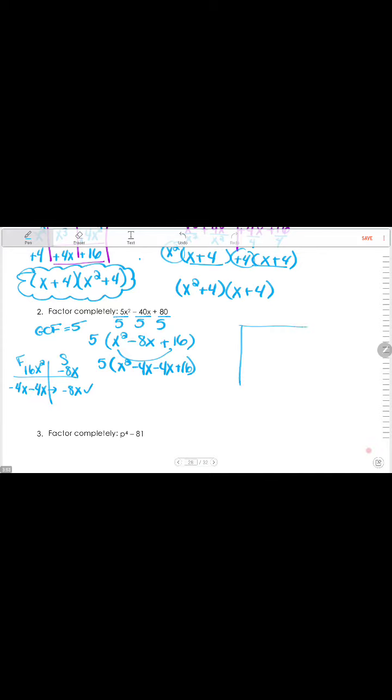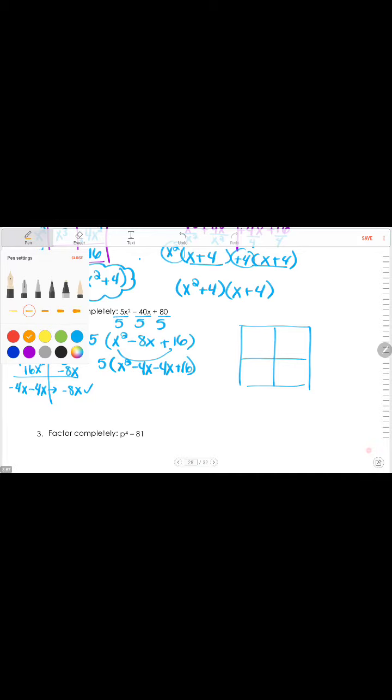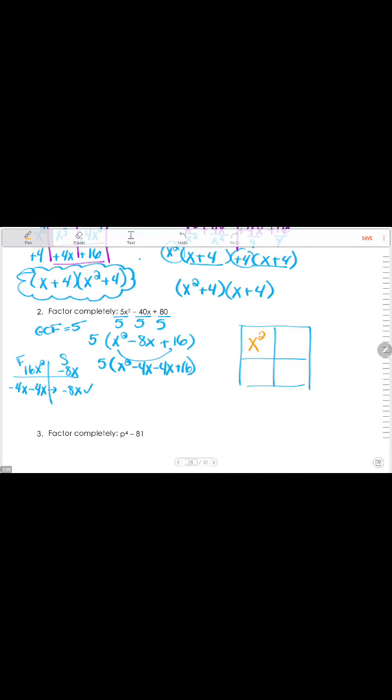And then when I do reverse box method, I'm going to get x and x because that multiplies to get me x squared, and then negative 4 and negative 4. So my final answer, when I put those two in parentheses, is this, but I can't forget to bring down my GCF, which was 5.